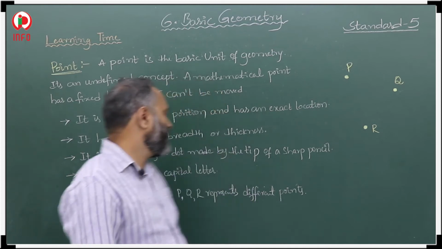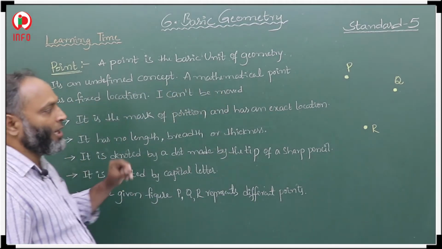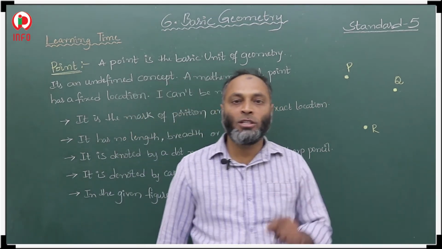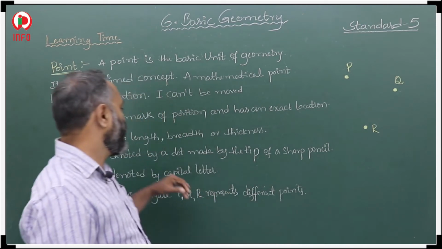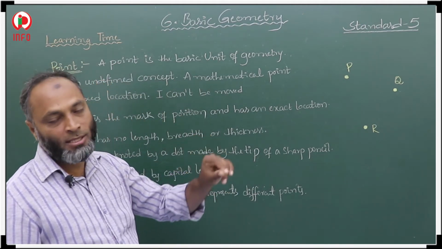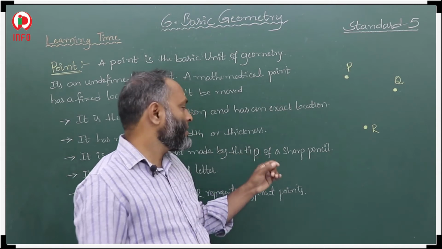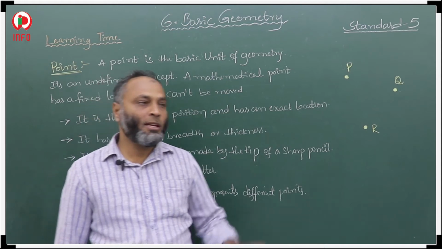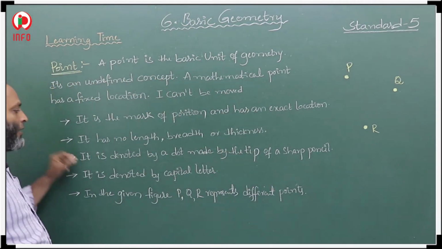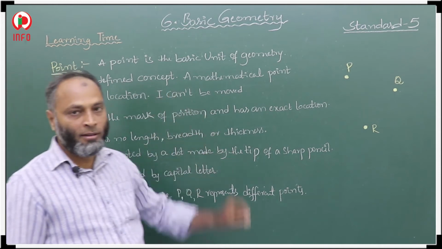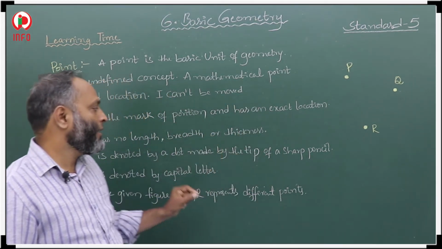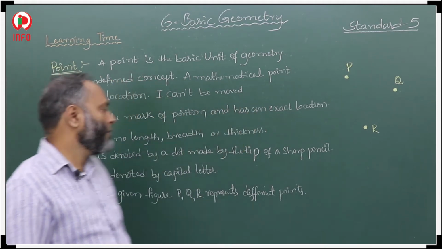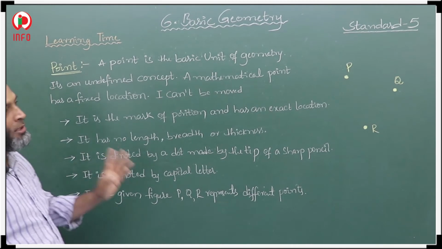The third one: it is denoted with a dot. How is the dot made? It is made by the tip of a sharp pencil or with a pen, whatever it is. So a point is a dot. It is denoted by a dot. It is made with the tip of a sharp pencil or with the tip of a pen.